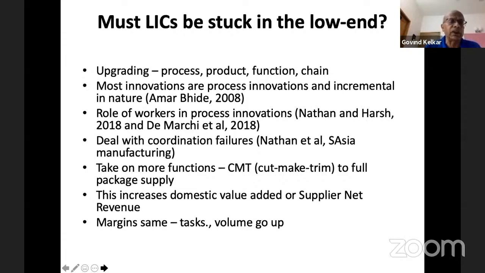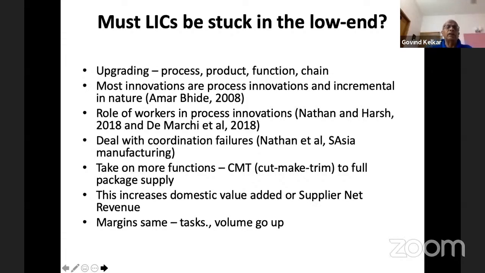It can be a process. There can be process innovation. There can be what's called full package supply, so that you don't just cut, make, and trim, but do some part of the overall transformation of, say, a design into a product.